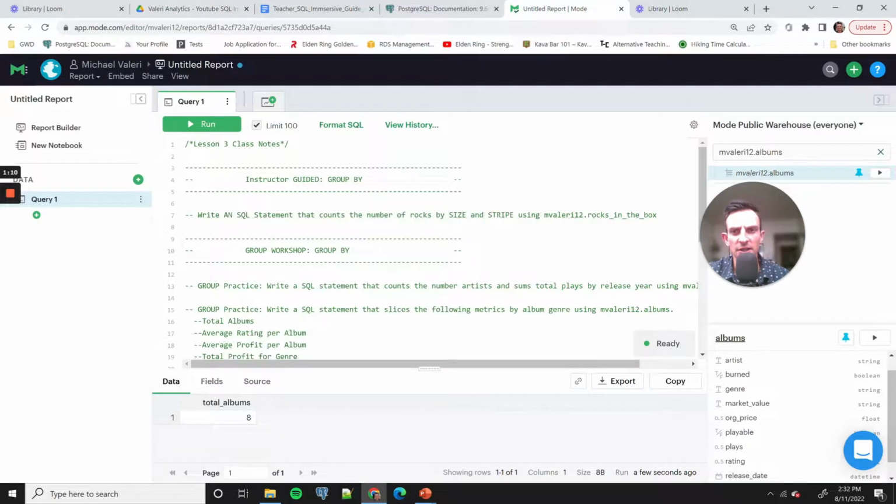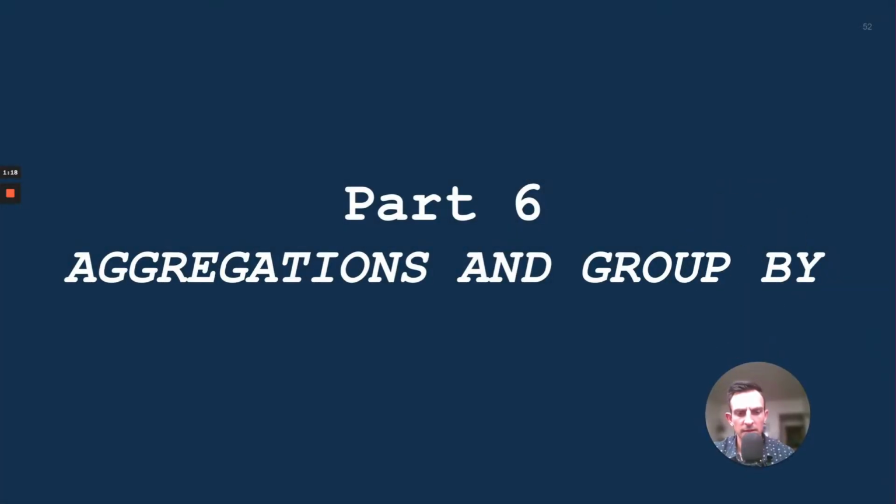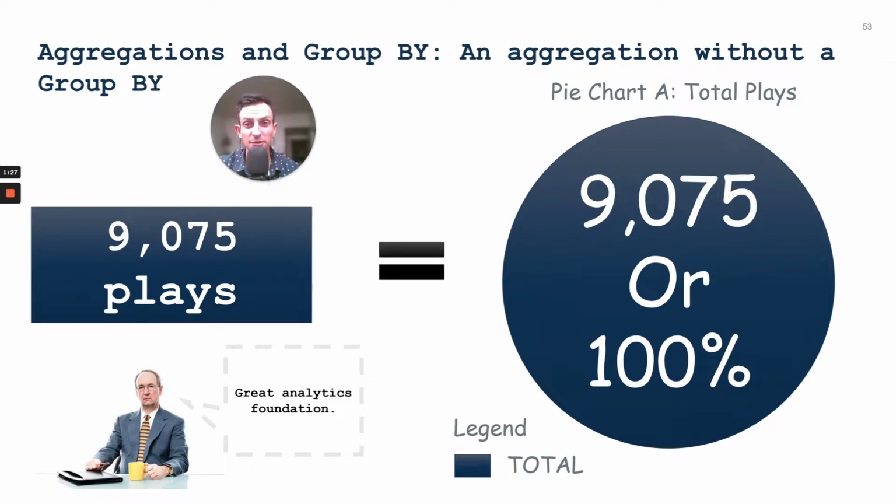So let's get started here with the group by. I have a little presentation. Just aggregating data on its own isn't entirely meaningful. Think about this example. If we were just to sum the total number of plays on the albums table that we've been working with, we would just get the number 9,075. And if we were to put that into a pie chart, we would just get the number 9,075, not broken out by any dimensions or characteristics. The entire pie would just represent the total number of plays.